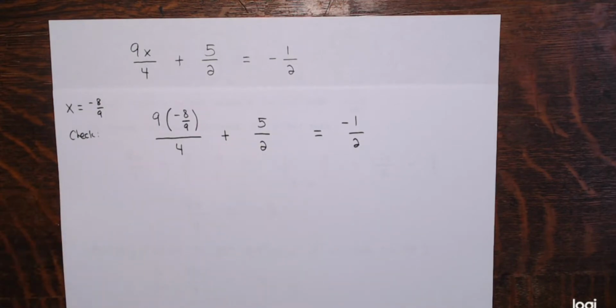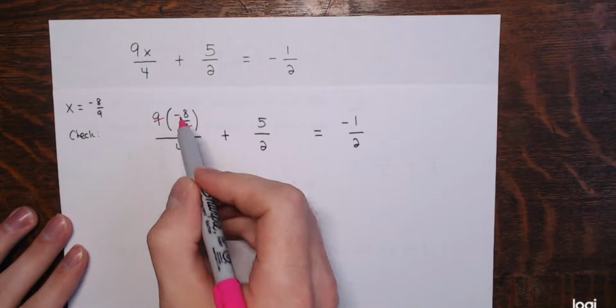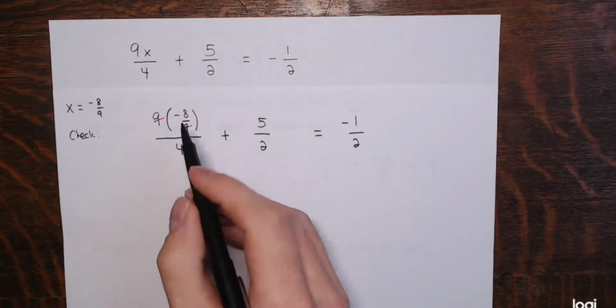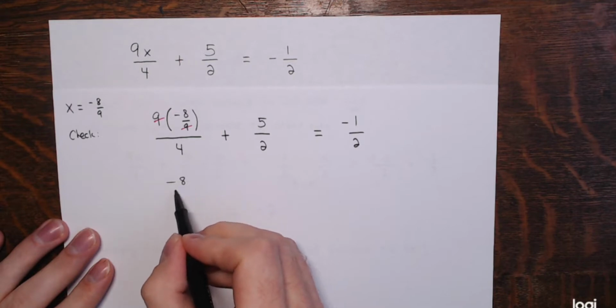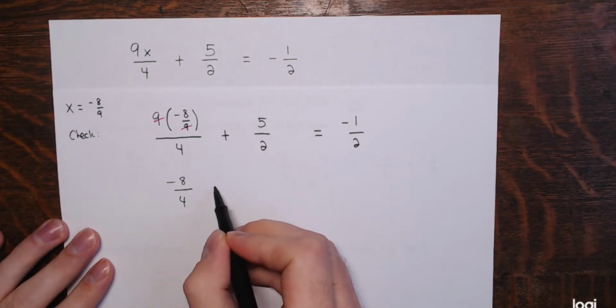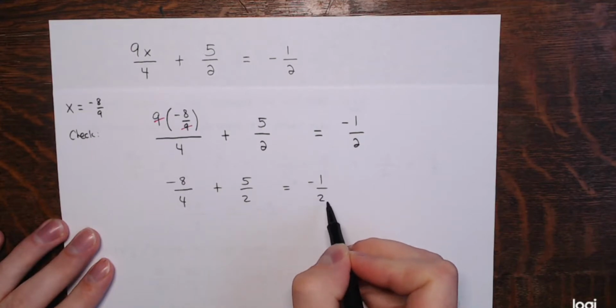Now, 9 times negative 8/9, the 9's would cancel. So we just have negative 8. Negative 8 divided by 4. Negative 8 in the numerator now divided by 4. Plus 5/2 equals negative 1/2. I still can't tell if this is true yet.